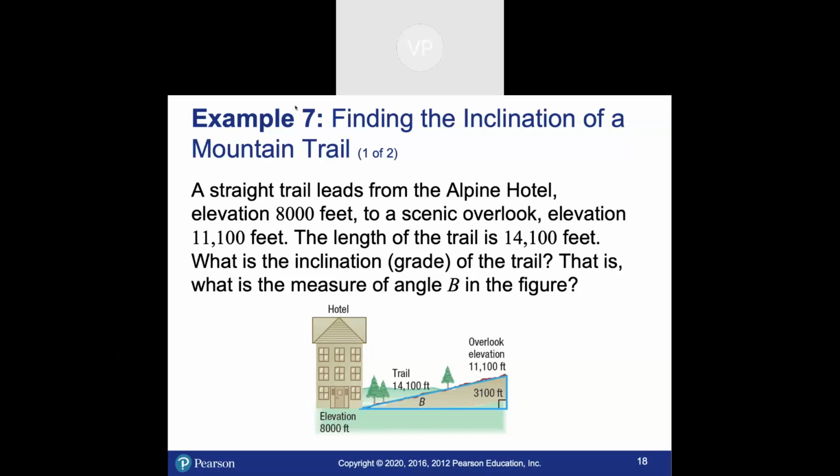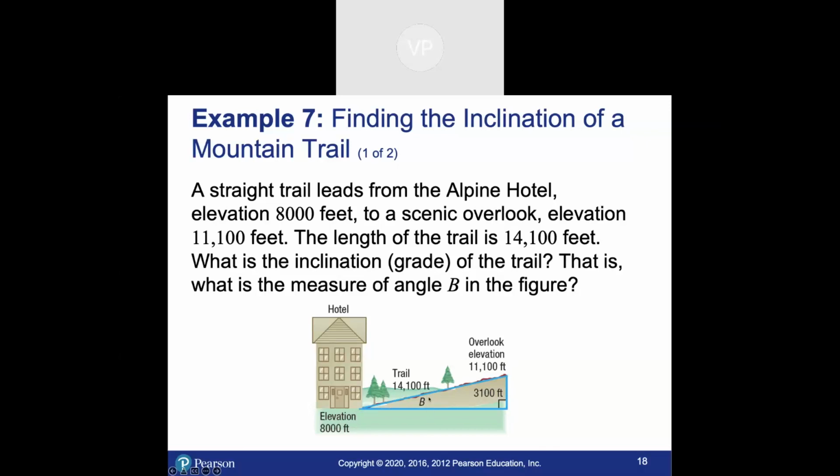A straight trail leads from the Alpine Hotel, which is at 8,000 feet, to a scenic overlook that's 11,100 feet. The length of the trail is 14,100 feet. What's the inclination of the trail? That is, what's the measure of angle B? So first, everyone see where this 3,100 came in. Because you start at 8,000 and you go up to 11,100, that difference in rise is 3,100. That's the height. The hypotenuse is the straight walk, 14,100.